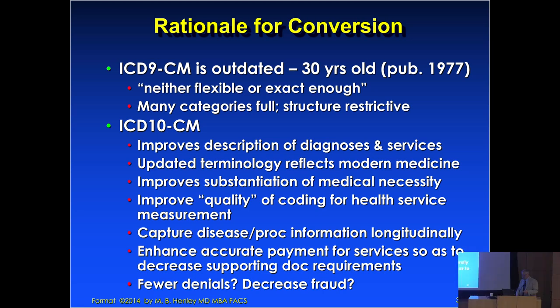All right, so moving on, the rationale for conversion is that ICD-9 is 30 years old, as I said, published in 77, adopted in 79. And ICD-10 offers many improvements. It really allows us to now capture disease and procedural information longitudinally to understand the progression of disease. And it is hoped that it will enhance the accurate payment for services so as to decrease supporting documentation requirements. In other words, you can report so many different diagnoses or comorbidities that it may not require as many appeals after initial denials of your claims. And it's also purported to reduce fraud.